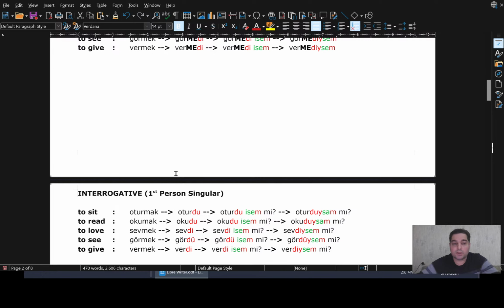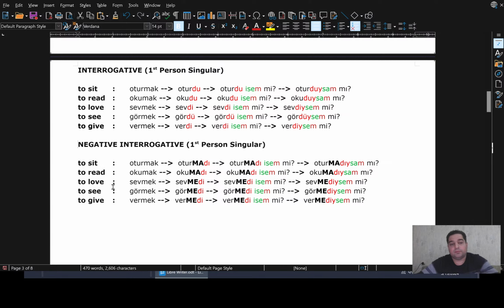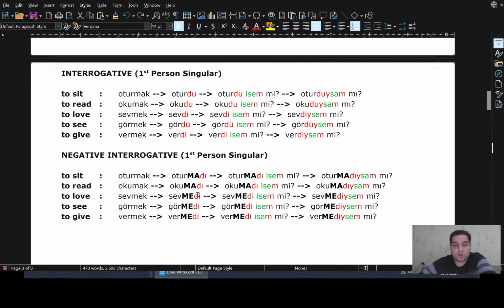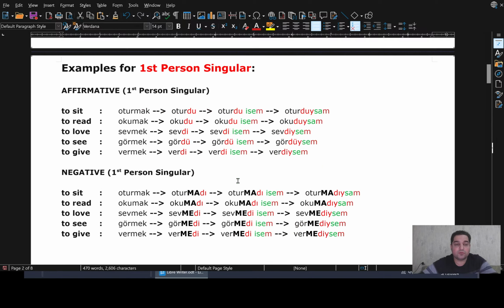For the negative interrogative, let me bring it down here. Let me zoom in. Oturmadı, right? Oturmadı isem mi? Oturmadıysam mı? So oturmak becomes oturmadıysam mı? Okumak becomes okumadıysam mı? Sevmek becomes sevmediysem mi? Görmek becomes görmediysem mi? And vermek becomes vermediysem mi? Okay, so this is basically these 4.